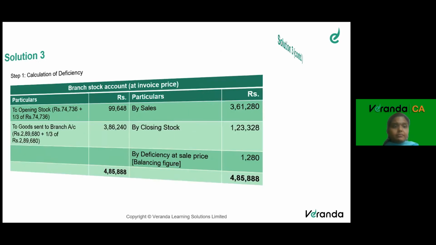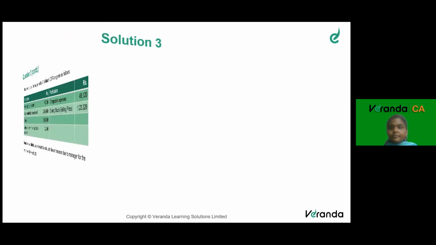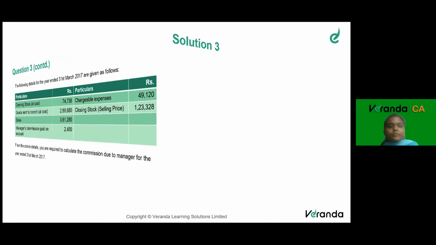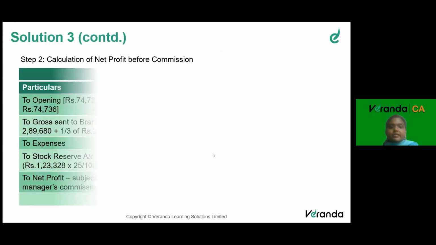Just going to the problem. Yeah, this is 49,120. From where did you get them? It's in the question only. So much is the details in the question, so don't worry. All these are there, 49,120.